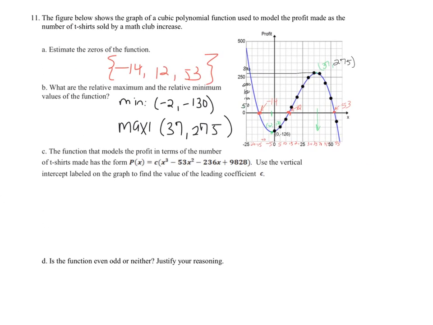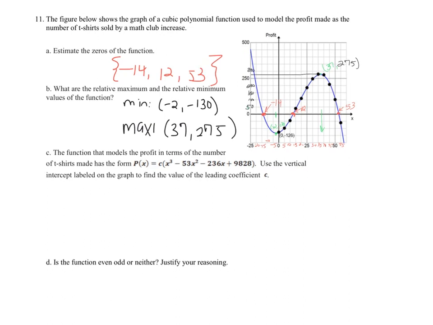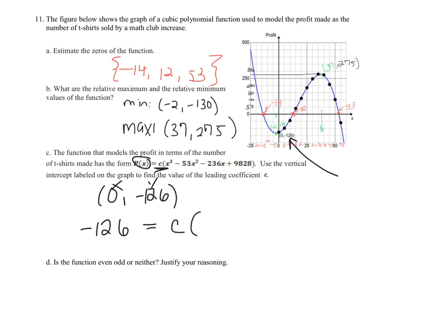Now they give you this function, and they say use the vertical intercept labeled on the graph. That's this one. So we're going to use 0, comma negative 126 to find C. This is x and this is y. So I'm going to set the equation equal to that because p of x really means y. And then I'm going to plug in 0 wherever I see an x.